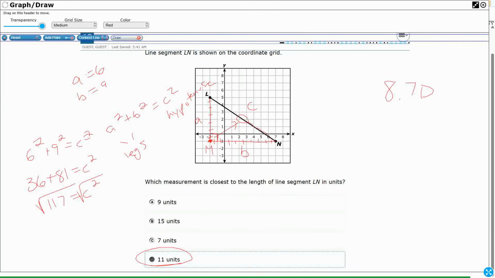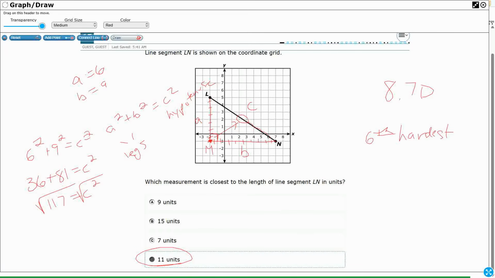This was difficult. This was tied for our sixth most difficult item, probably simply because if you're not using a right triangle, if you're not applying the Pythagorean theorem, we're just guesstimating here. We had only 34% of our students get this right. We had 32% of our students choose A, 9 units. Now, how do you get 9 units?